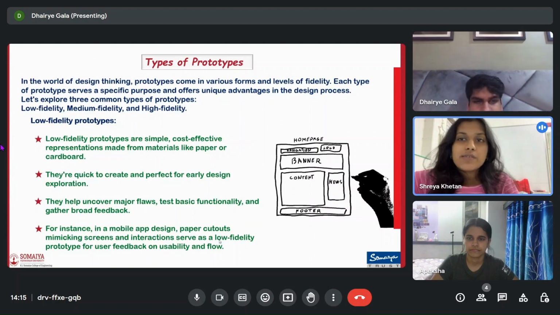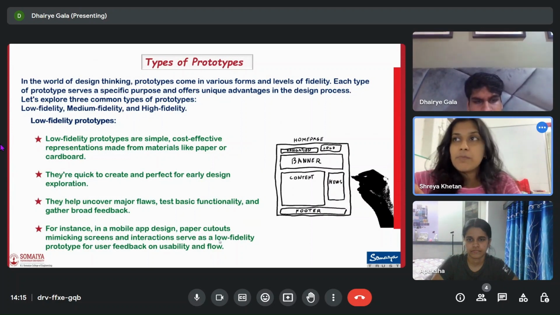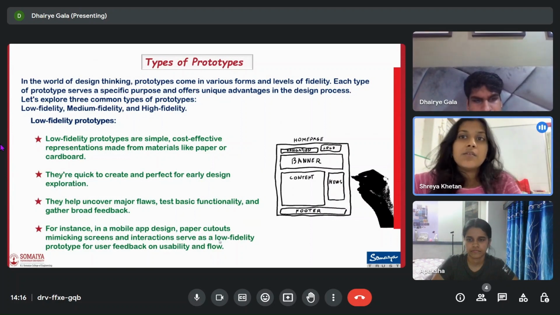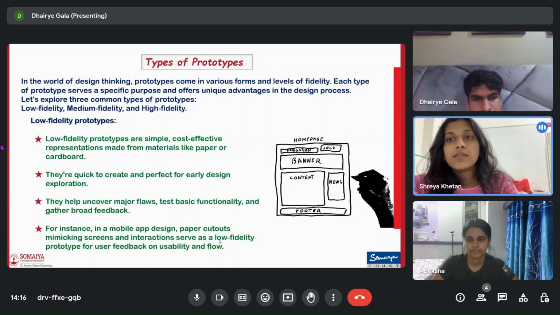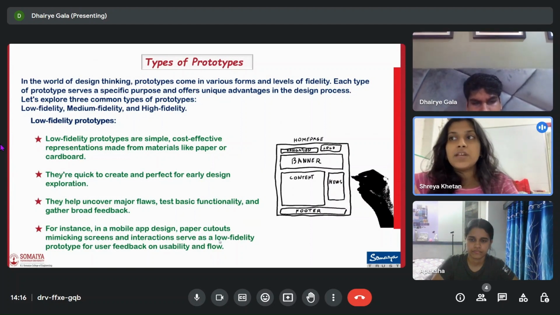So, these prototypes are like the very basic versions. They are simple, they are cost effective representations made from very simple materials, just like paper or cardboard. They are very quick to create and perfect for early design exploration. They help uncover major flaws, test basic functionalities, and gather broad perspective feedback. For instance, if you're designing a mobile app, paper cutouts mimicking the screens and the interactions serve as a low fidelity prototype for user feedback on usability and the flow.